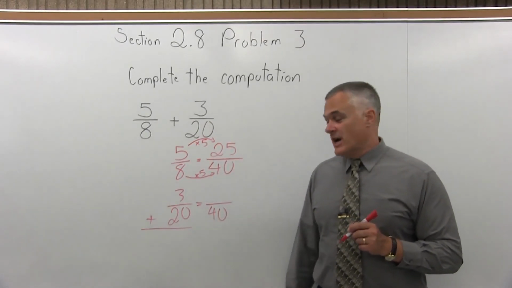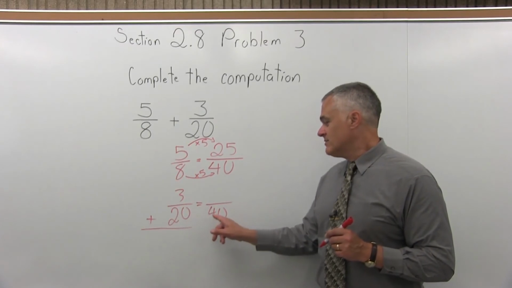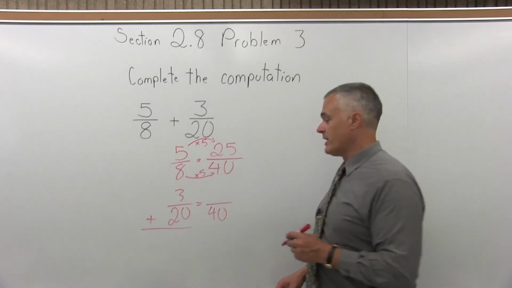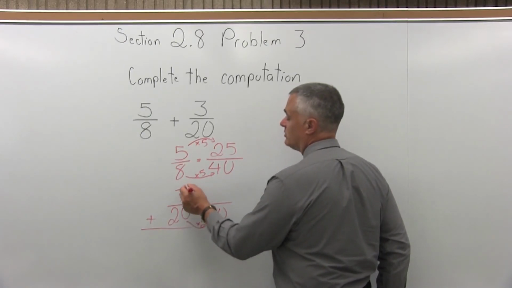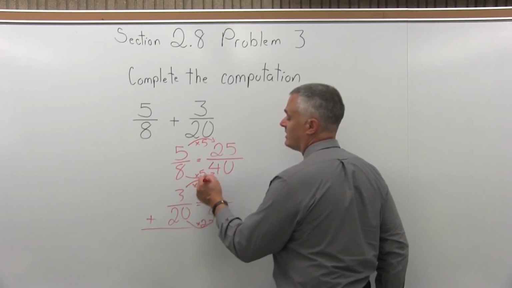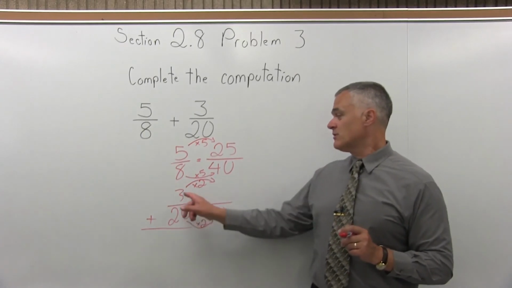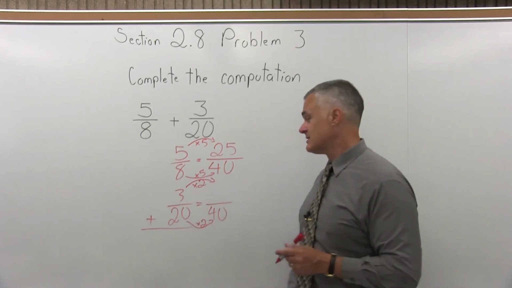And now for the lower fraction. I have 20 times some value will turn into 40. Well, that value must be times 2. 20 times 2 is 40. So the numerator is multiplied times the same value, times 2. So the numerator 3 times 2 is 6.